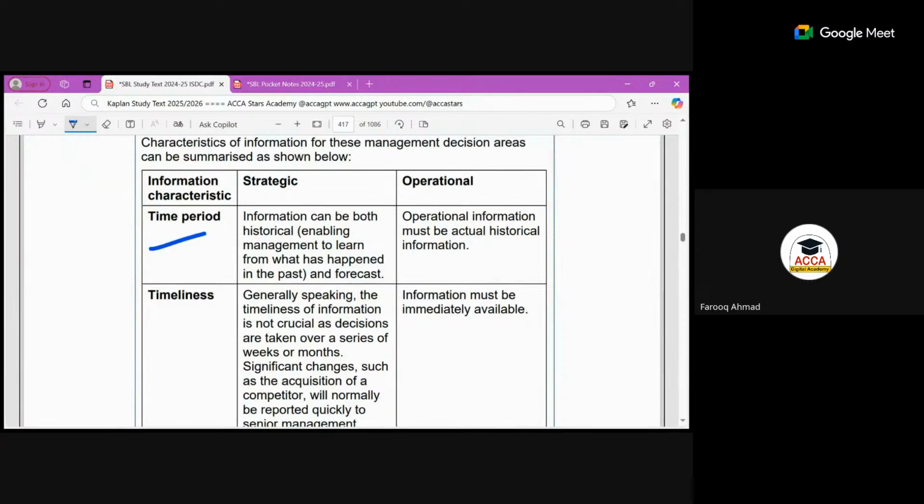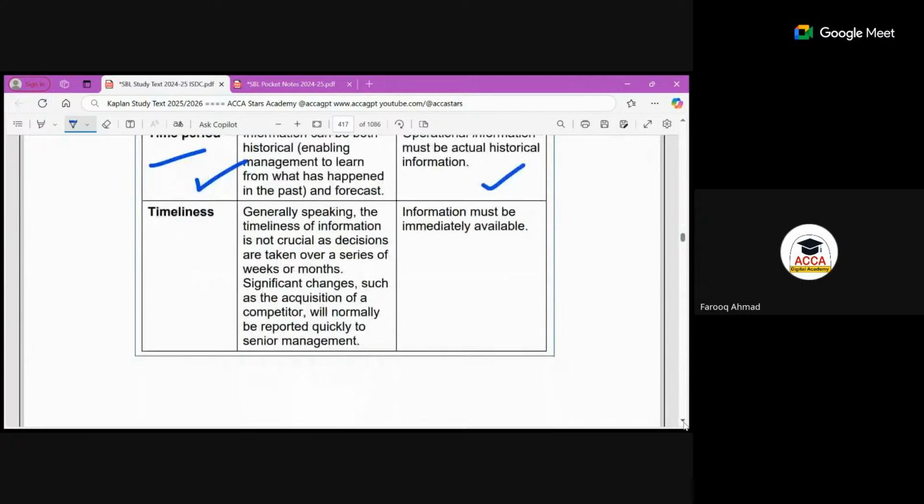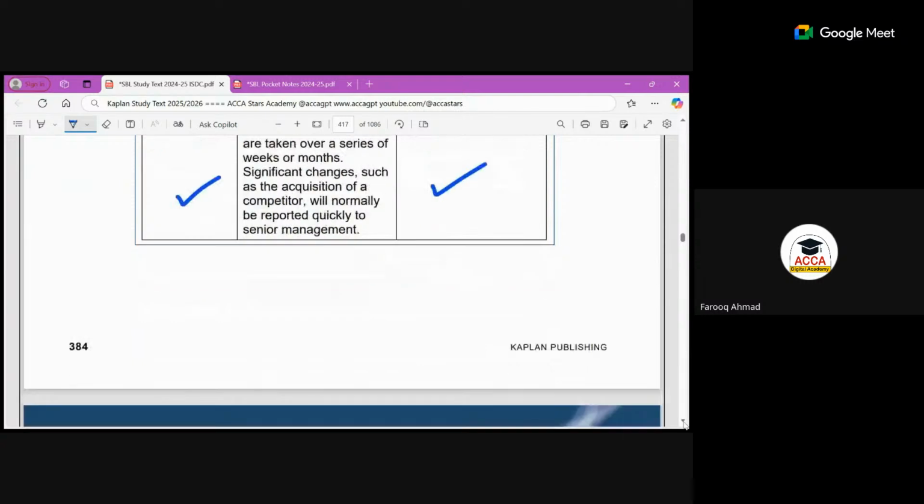Information can be historical, enabling management to learn from what has happened in the past. This is the strategic level, where they have past case studies. Operational information must be actual historical information. In operational there will be actual things, and at the strategic level they have past performance: how they faced a problem, how they coped, and how they resolved those problems.